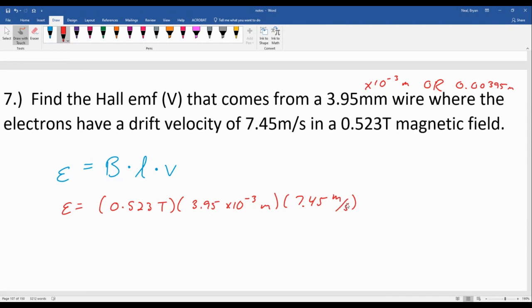Now the meters squared and the per second cancel most of what's inside the Tesla, and as it turns out, all that's left over is volts. Then running these numbers through a calculator, 0.0154 volts.